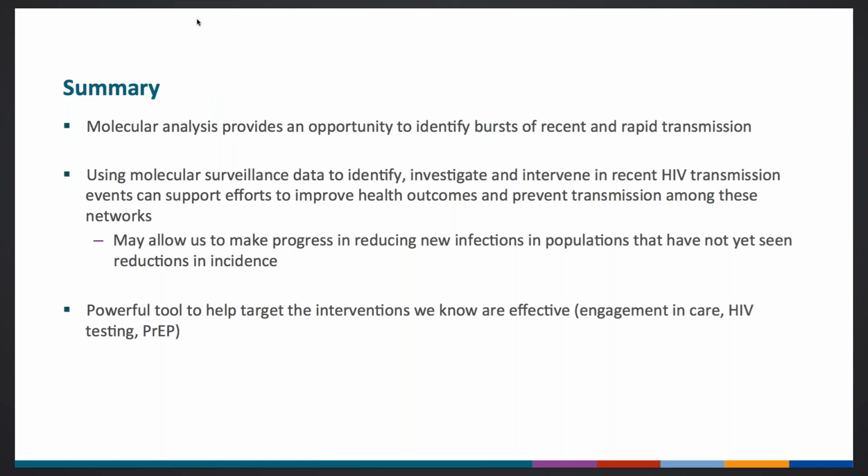So in summary, molecular analysis provides an opportunity to detect recent and rapid transmission. And using molecular surveillance data to identify, investigate, and intervene in recent transmission events can support efforts to improve health outcomes and prevent transmission among these networks. And it may allow us to make progress in reducing new infections in populations that have not yet seen reductions in incidence. So we feel like in general, this is a powerful tool to help target the interventions that we know are effective, such as engagement in care, HIV testing, and PrEP. Next slide.